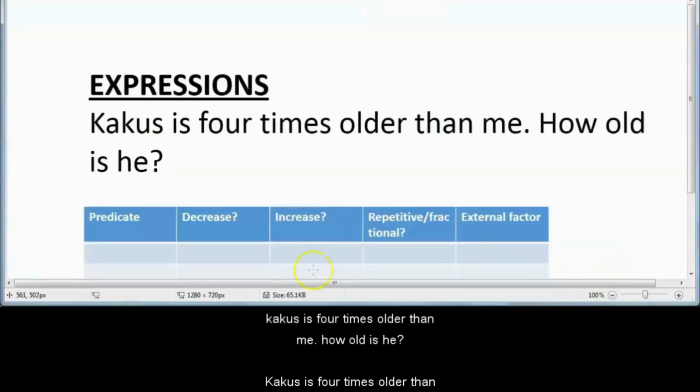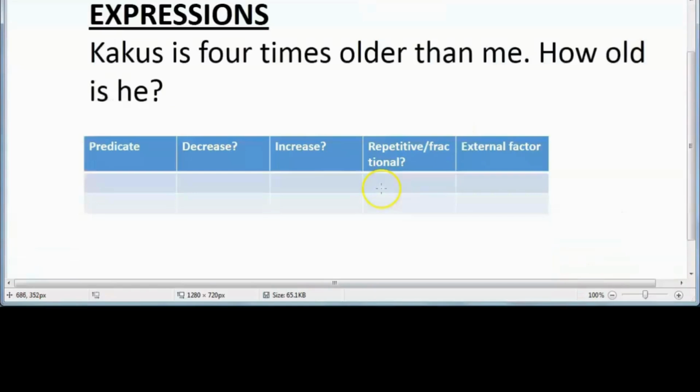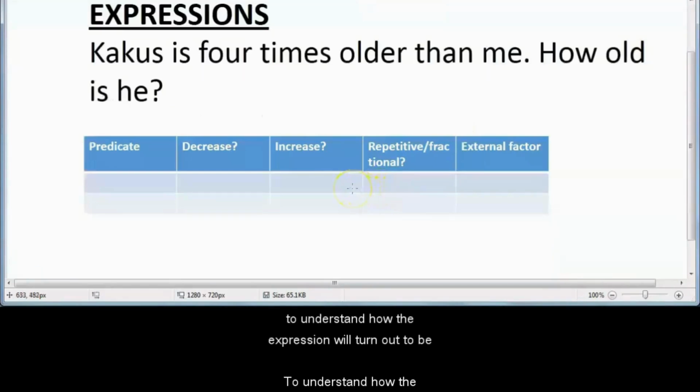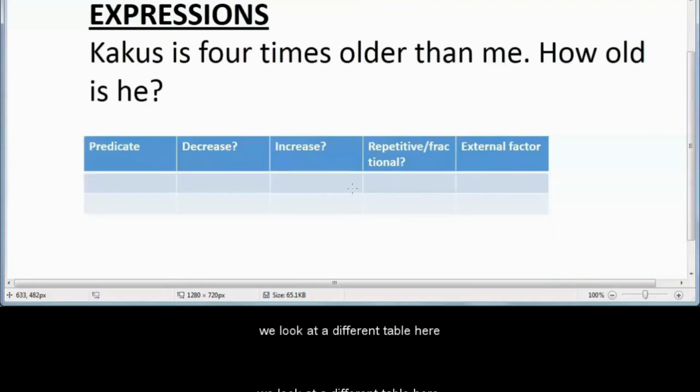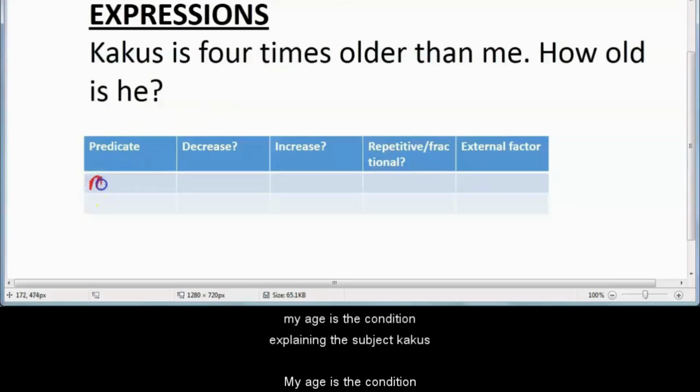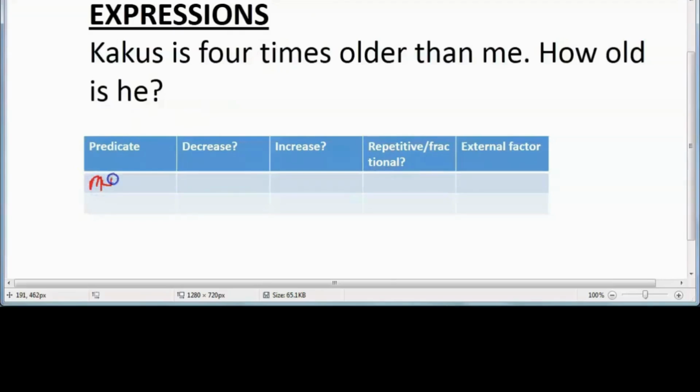Kaku is 4 times older than me. How old is he? To understand how the expression will turn out to be, we'll look at a different table here. The predicate is my age. My age is the condition explaining the subject Kakus, because a comparison was made between Kaku's age and my age.